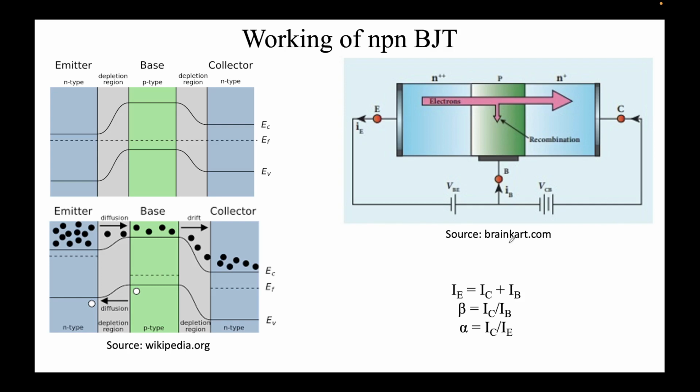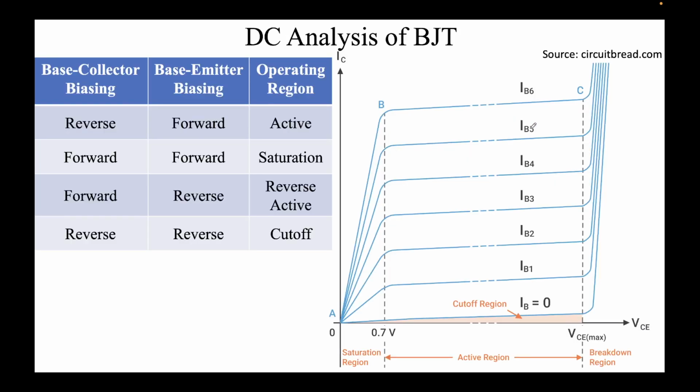Now I just told you that in this diagram base emitter is forward biased and collector base is reverse biased. However, there are four such configurations, and the most commonly used one, where base collector is reverse and base emitter is forward, we call the active or forward active region, and you see it is this region between the points B and C. The other region is when both the p-n junctions are forward biased, and this is called the saturation region. You can see it in between the points A and B.